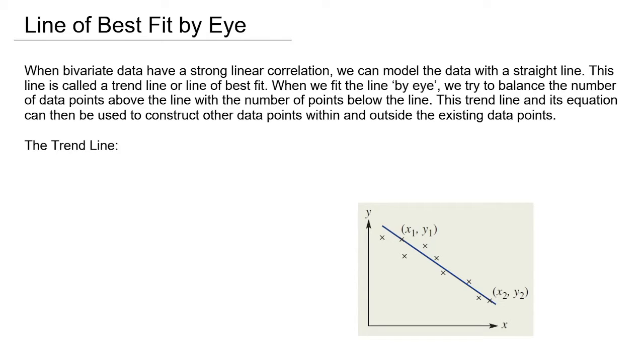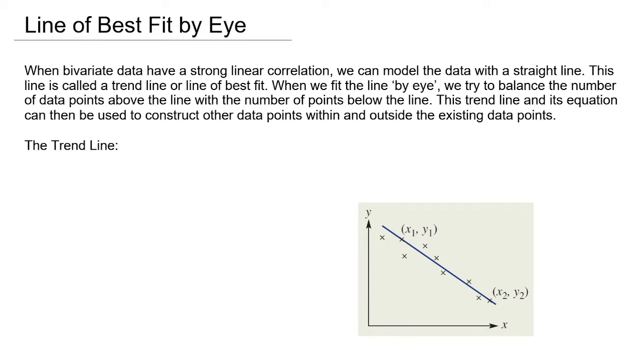So line of best fit is where we take our bivariate data, so we have a scatter plot that we have used bivariate data to create, so remember that's two variables, and we create a straight line that fits the trend of that data. So we call it oftentimes a trend line. And what we're going to do today is we're going to do this by eye. So we're going to look at our data and attempt to draw a straight line within the data that will model it fairly accurately. There's a couple of things to think about when we are doing this.